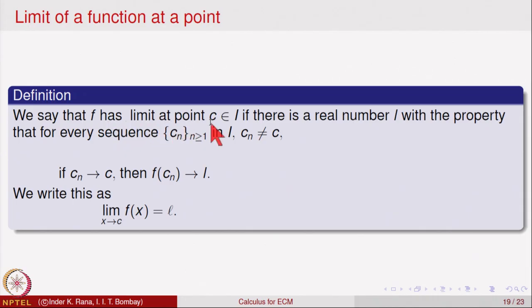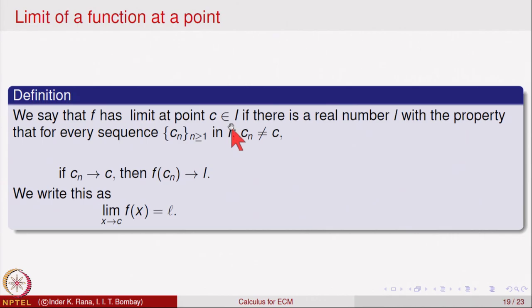So, here f is a function defined in some domain taking values in the real line. We have not written that very precisely. So, f is a function defined, say, in an interval around the point c. So, I is the interval. We say f has a limit at a point c in the interval I. The domain of the function is the interval I, taking values in the real line.